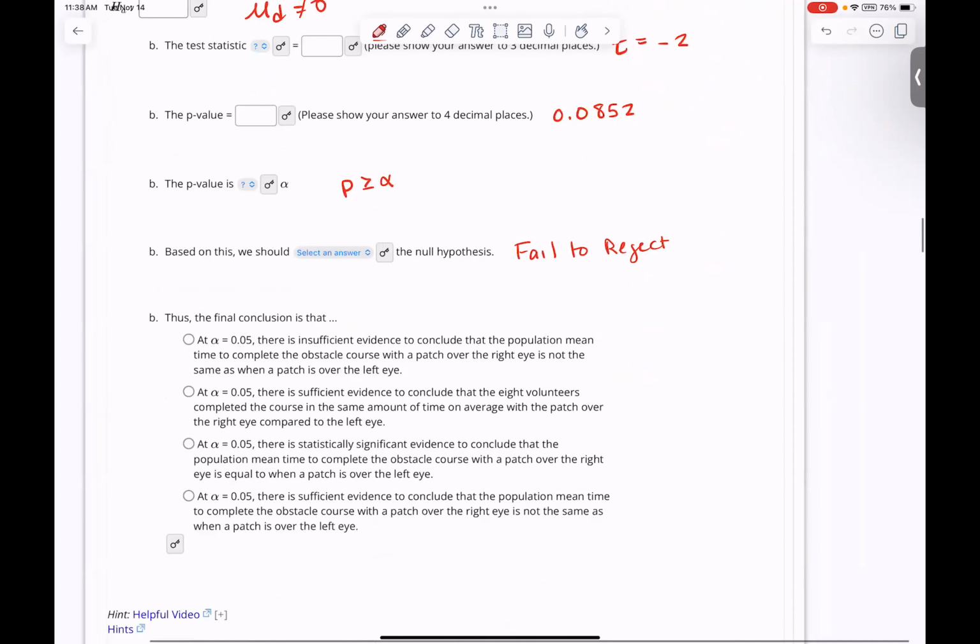So which of these 4 is correct? Well, it's not going to be this one because there isn't sufficient evidence to reject. So it can't be the last one. There is not sufficient evidence to reject, and it's not statistically significant. So it has to be the first one. At alpha equals 0.05, there is insufficient evidence to conclude that the population mean time to complete the obstacle course with a patch over the right eye is not the same as when a patch is over the left eye.